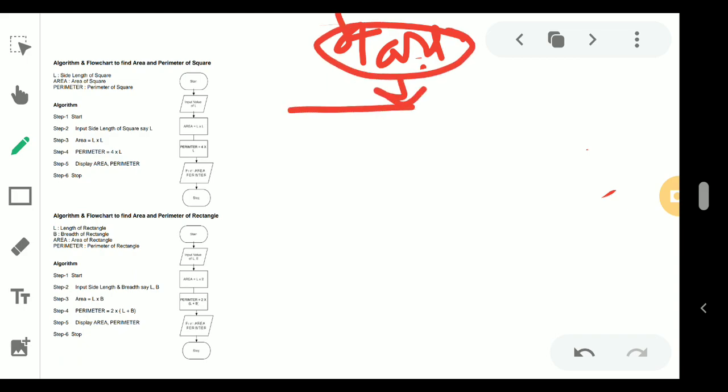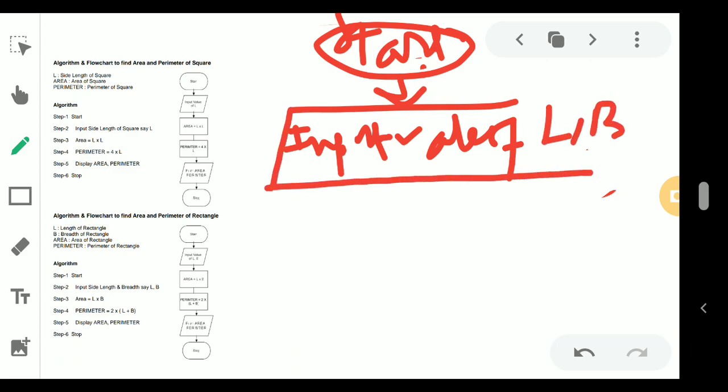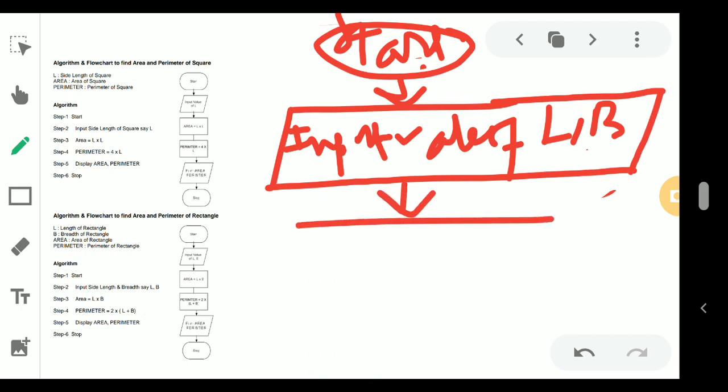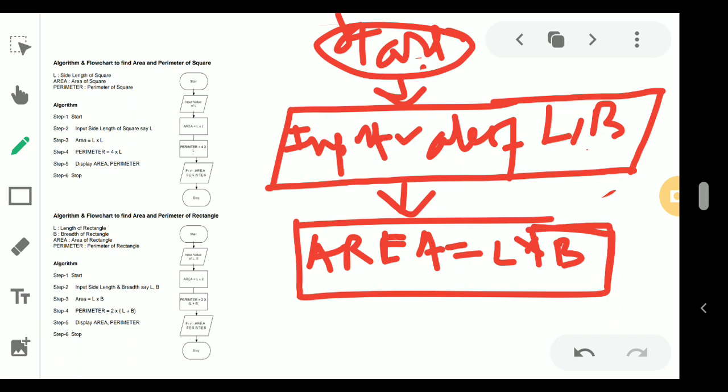Start, then take input, the values of L comma B. Right now I am completing the parallelogram. Okay, now we are calculating the area. Area equals L into B. It is a rectangle box. Okay, up to this, is it clear?